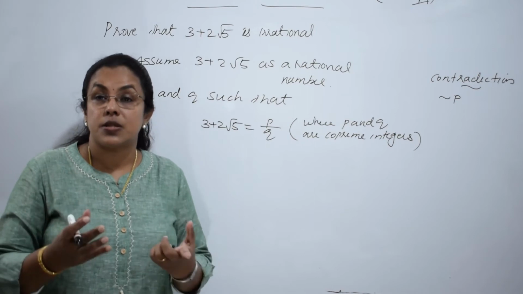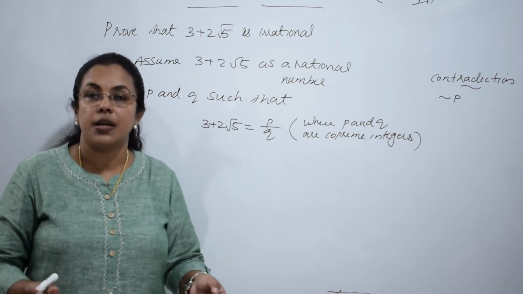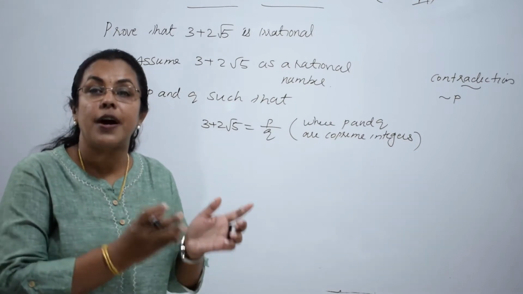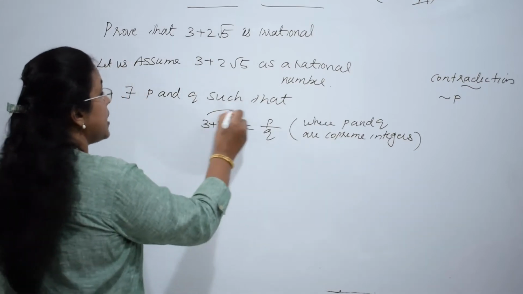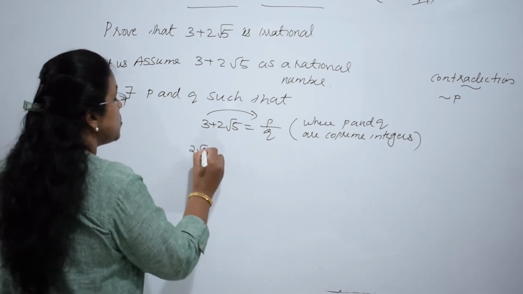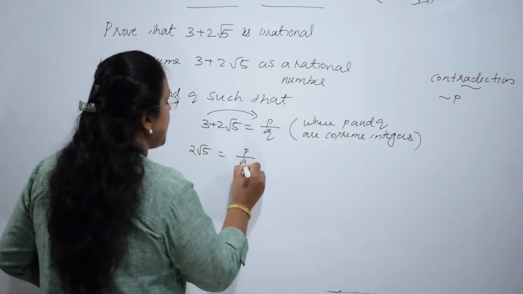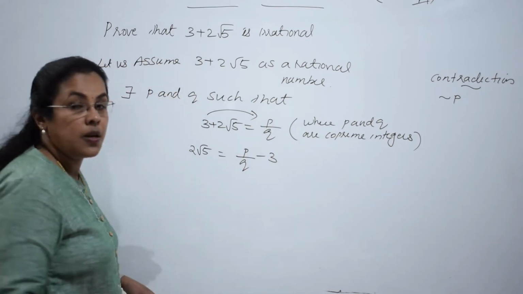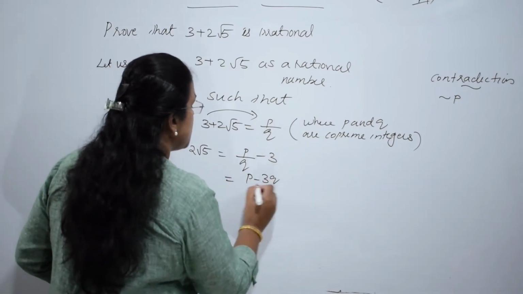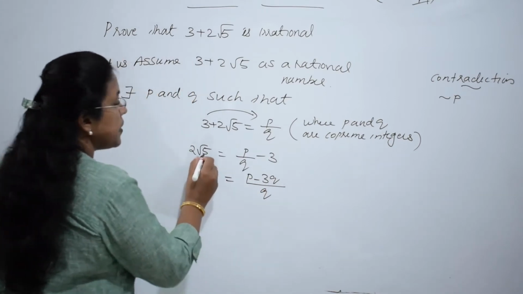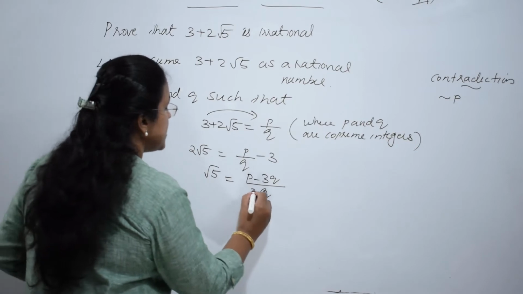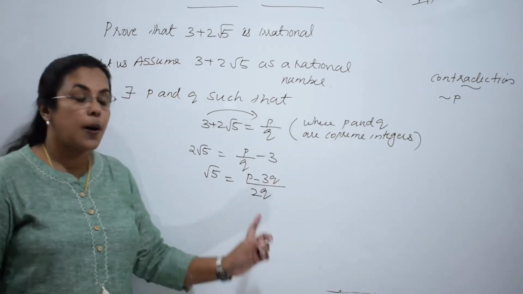Now, what is the next step? We are not squaring it here. We are doing it by another method. Keep root 5 on the left hand side and take 3 to the right hand side. We can write it as 2 root 5 is equal to p by q minus 3. By taking the LCM, we get p minus 3q upon q is equal to 2 root 5, or root 5 can be written as p minus 3q upon 2q.